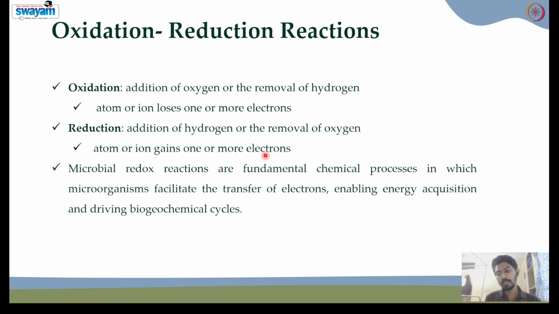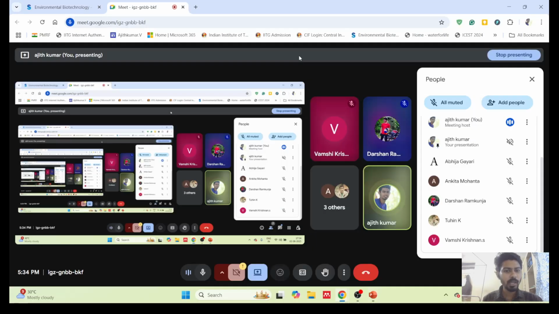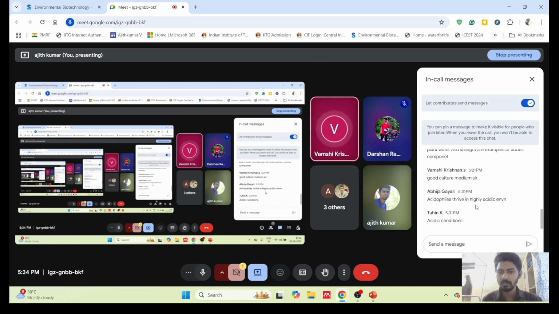And in the biogeochemical cycle, one of the important reactions that every microorganism will undergo is the oxidation and reduction reaction. So anyone can tell, what do you mean by oxidation? Sir, oxidation means addition of oxygen and removal of hydrogen, sir. Whereas reduction means addition of hydrogen and removal of oxygen. Correct, Vamsi. It is a correct definition.